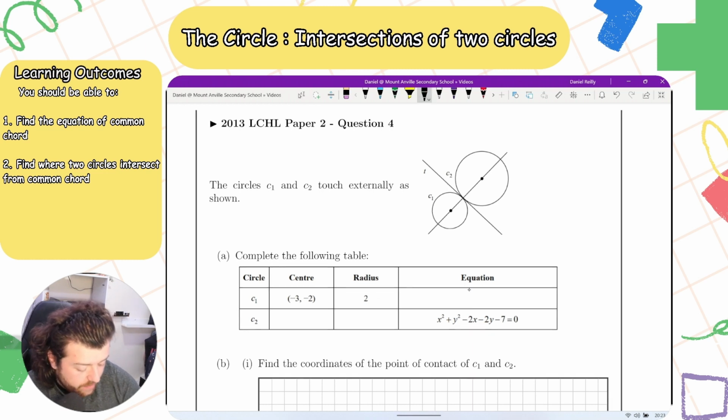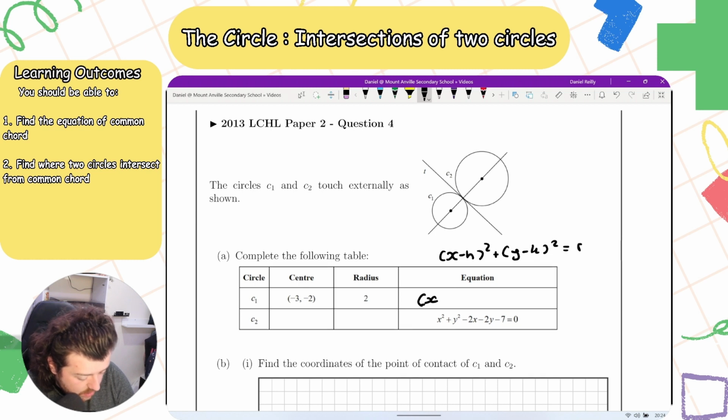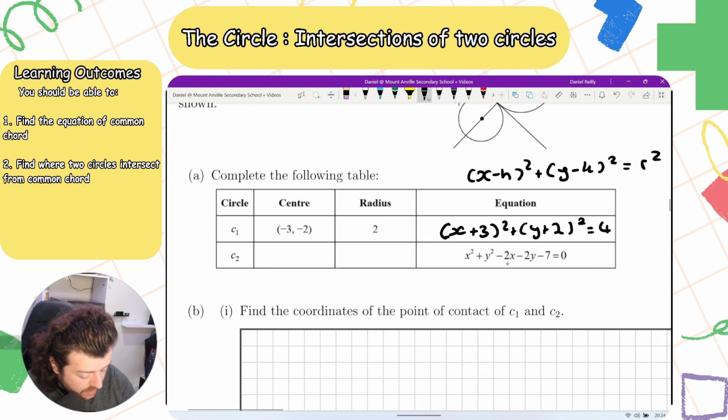I have my center, I have my radius. I'm looking for my equation of C1. That is going to be x minus h squared plus y minus k squared is equal to r squared, where (h, k) is my center. So it's going to be (x + 3) squared plus (y + 2) squared is equal to r squared. So 2 squared is 4. Then I need to get my center point and my radius from this equation here.